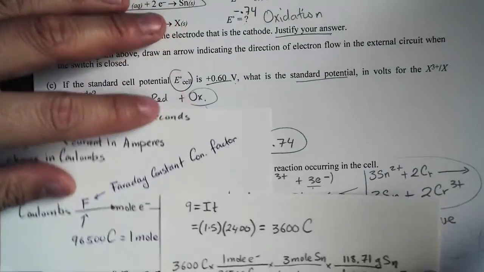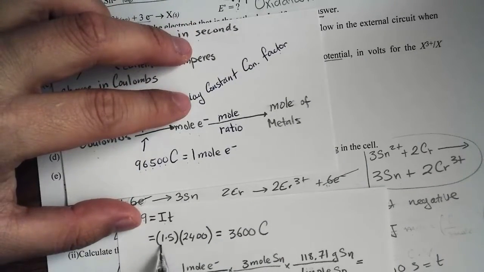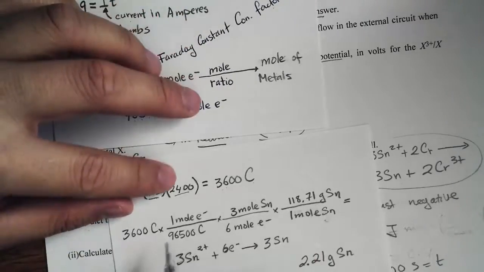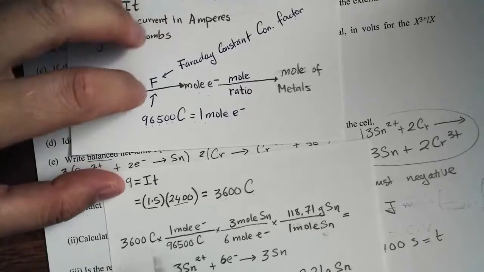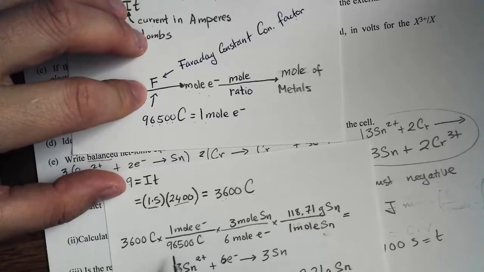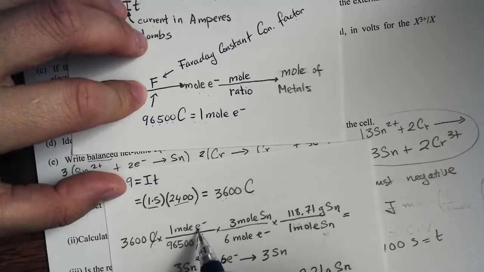So here I have the problem solved out for you already, okay? Here you have Q. I solve for Q, which is just your answer here. That's your time in seconds. Give us 3,600 coulomb. And once I get that coulomb, I can plug this in right there. I have my coulomb, times my Faraday constant conversion factor, because the coulomb on the bottom cancel out, give us moles of electron.